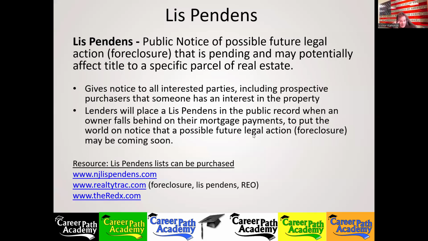Okay, so RedX, that's the tool. That's another tool where I think they could also mine, and you pay a fee for this as well to get access to those lis pendens lists. But I know RealtyTrac is a solid one. It's up to date, it's always accurate.